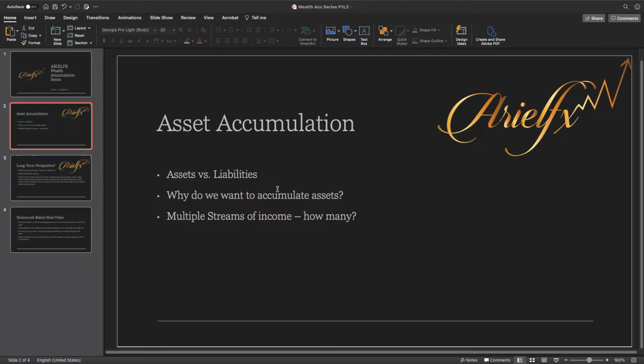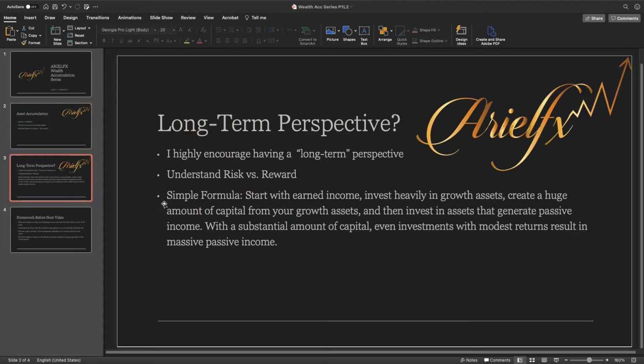And remember, what is the ultimate goal that we talked about in lesson 1? It's financial freedom. And what is financial freedom? Again, another way to look at it: financial freedom is when the cash flow from your assets exceeds your living expenses.